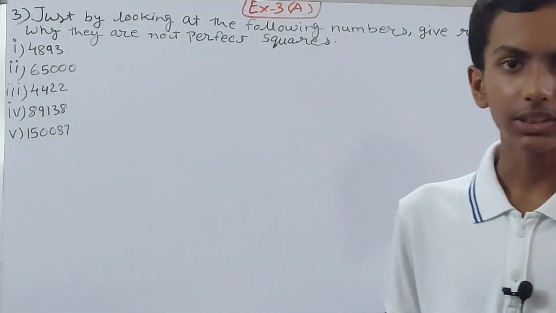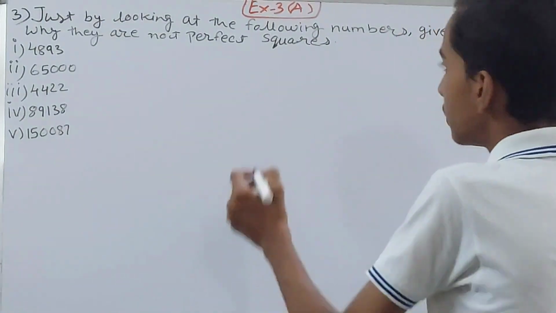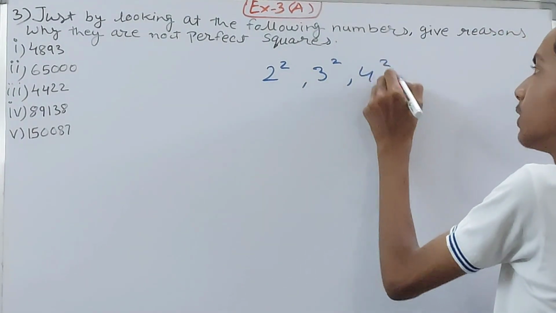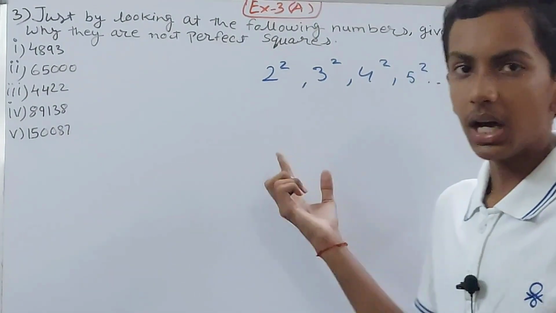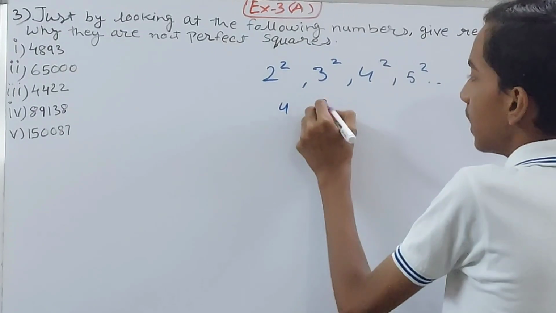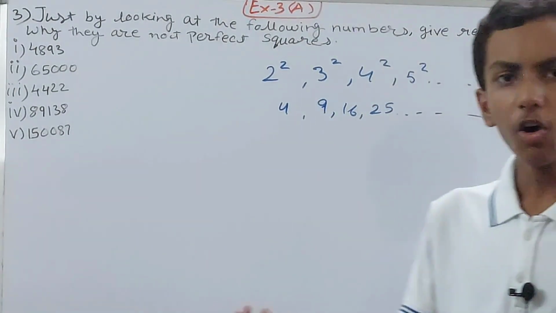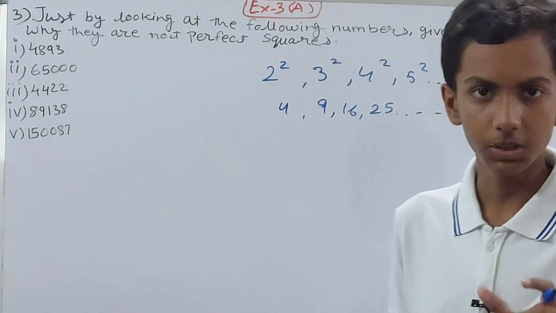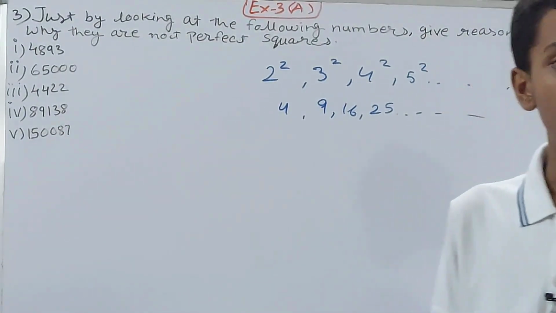What are perfect squares? First of all, the square of any whole number is a perfect square. So square of 2, square of 3, square of 4, square of 5 and so on. These numbers are perfect squares. That means we have 4, 9, 16, 25, and so on. So basically the square of whole numbers is a perfect square, nothing else, just whole numbers. And there are certain rules also that we have to follow.